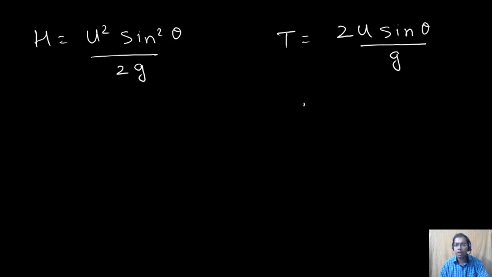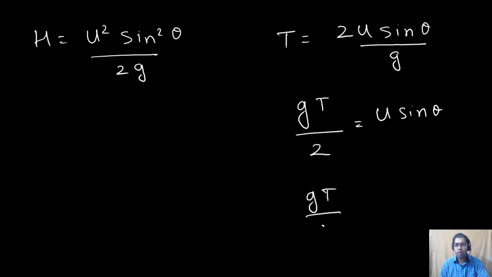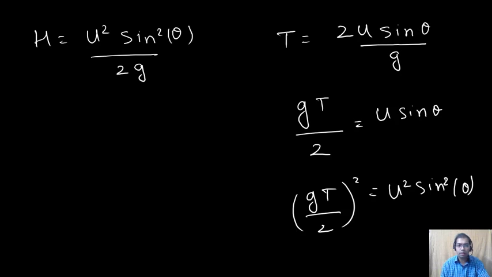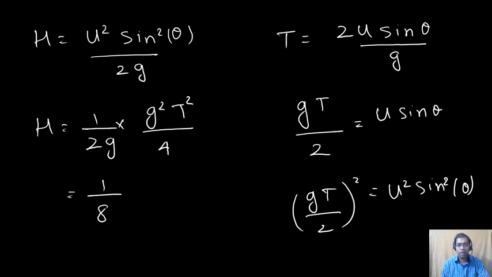So rearrange the second part. I will have gt by 2 is equal to u sine theta, or gt by 2 the whole square is u square sine square theta. So let me substitute that here. I will get h is equal to 1 by 2g into g square t square by 4, which is 1 by 8 g t square.